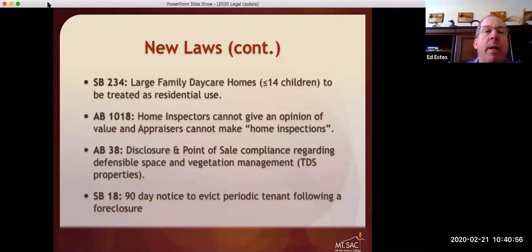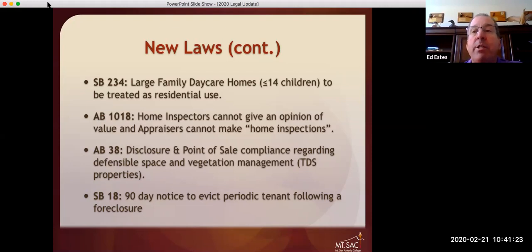All right, so Senate Bill 234, large family daycare homes. So this would be homes taking in as many as 14 children. They are now treated as a residential use. Therefore, they are not considered to be a material fact for disclosure purposes.